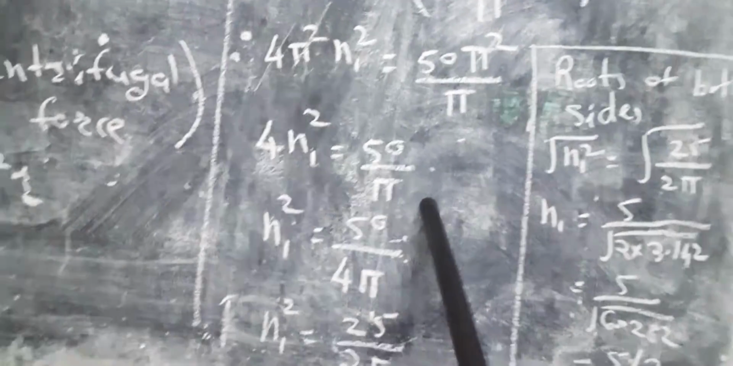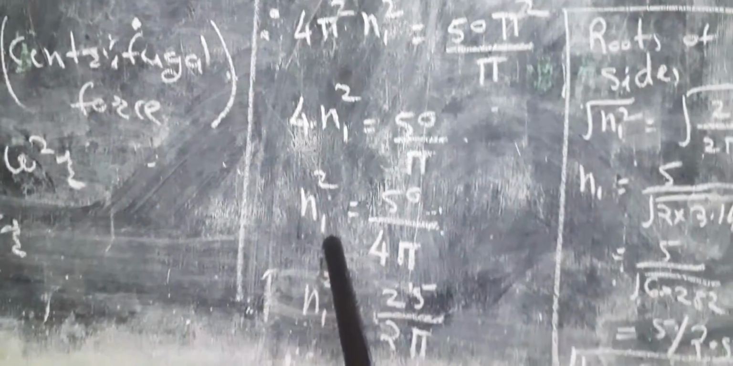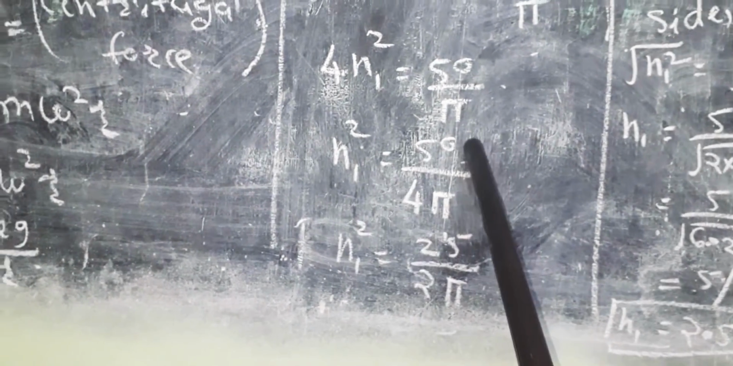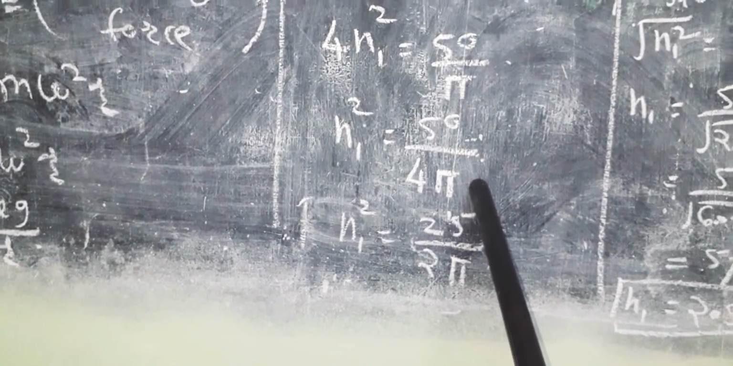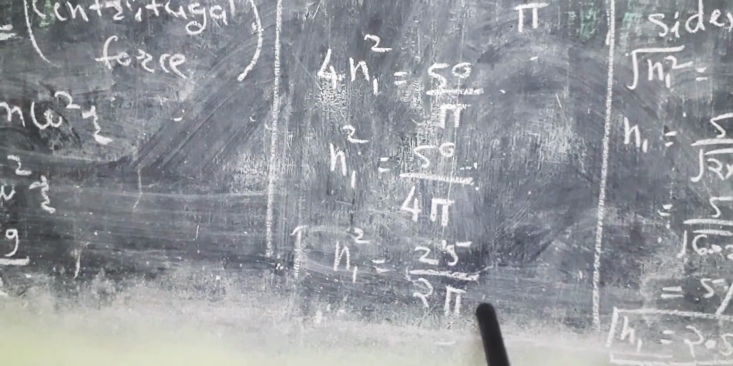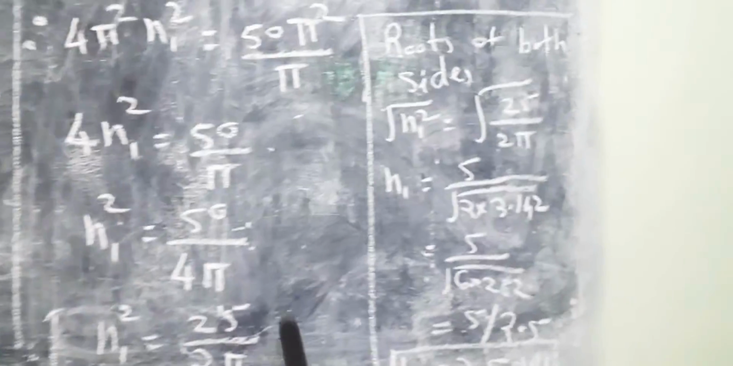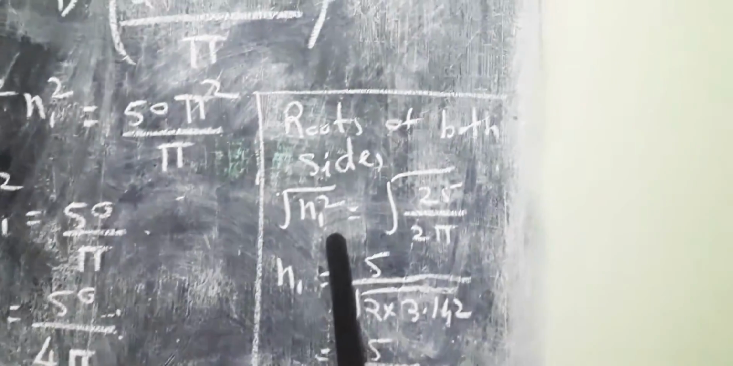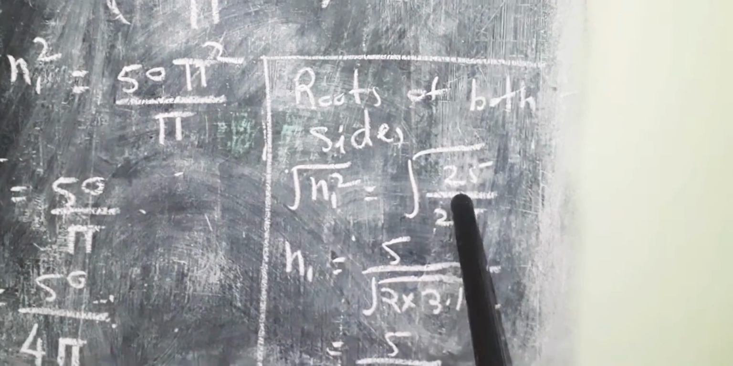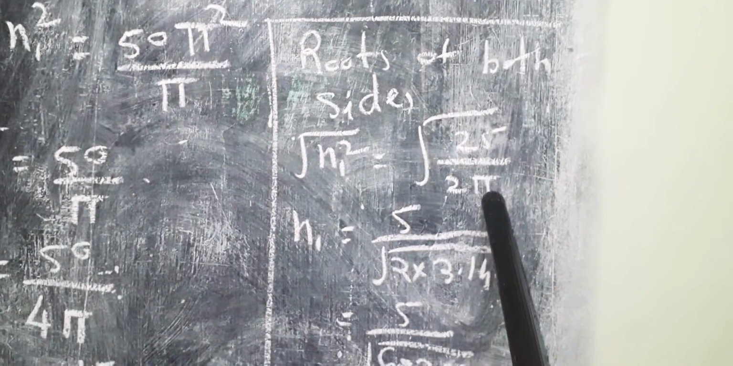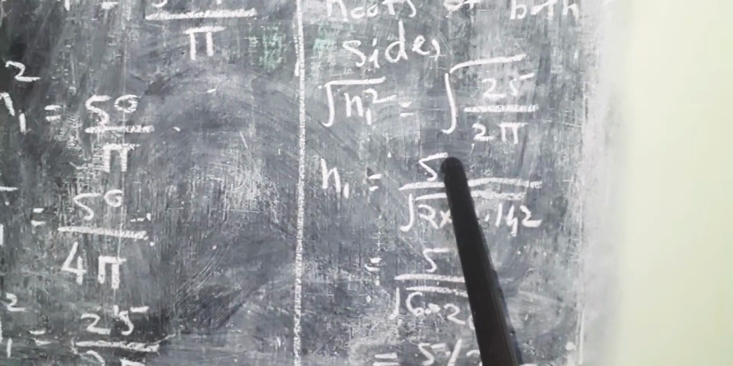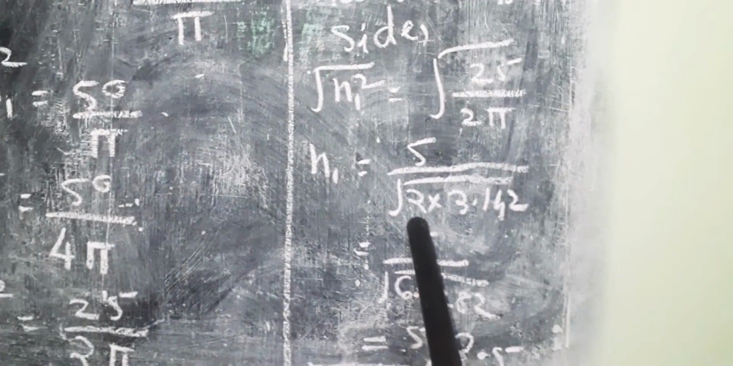We want to find out n1. So n1 should be on one side, remaining all terms to the other side. So n1 square is equal to 50 upon 4 pi, or we can say that n1 square is equal to 25 upon 2 pi. Taking roots of both sides, we get under root n1 square is equal to under root 25 upon 2 pi. 25 is a perfect square of 5. So we get 5 upon under root 2 into pi.